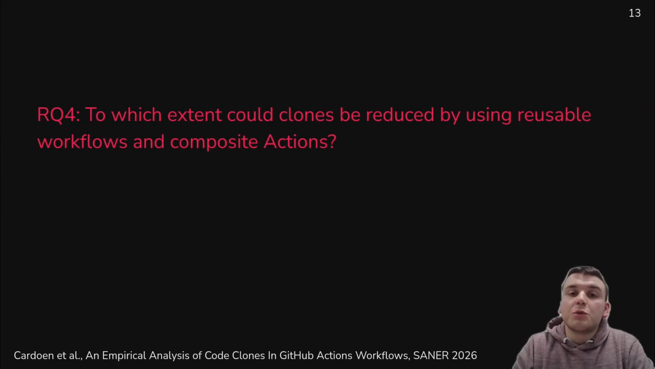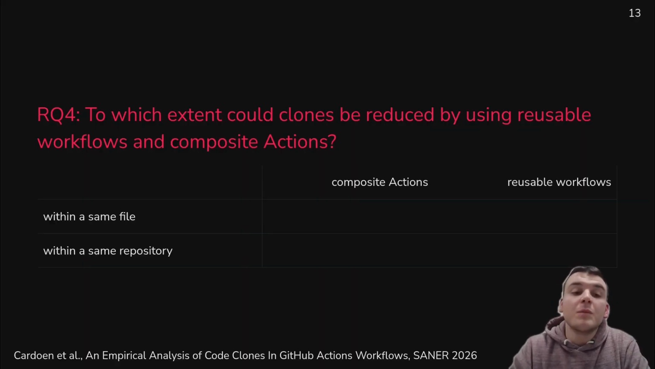Finally, as the last research question, we want to understand to which extent could GitHub Action maintainers reduce the number of clones in their workflow files by using reusable workflows and composite actions. We focused on clones that were within the same file or within the same repository, as these are the scope that correspond to refactoring equivalent to extract method refactoring that we can find in general purpose code.